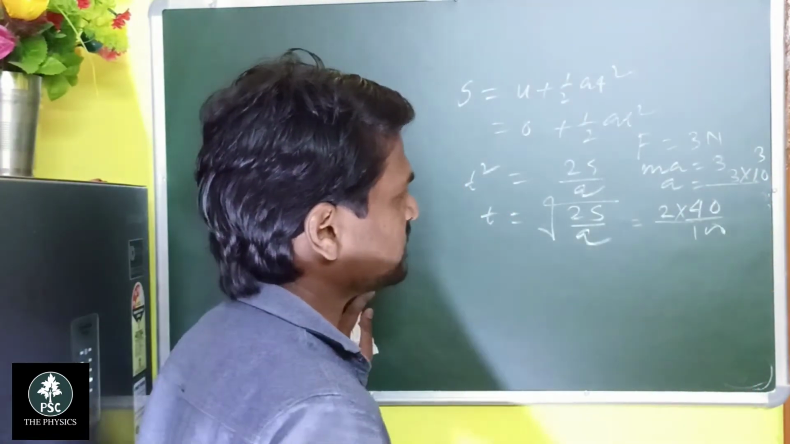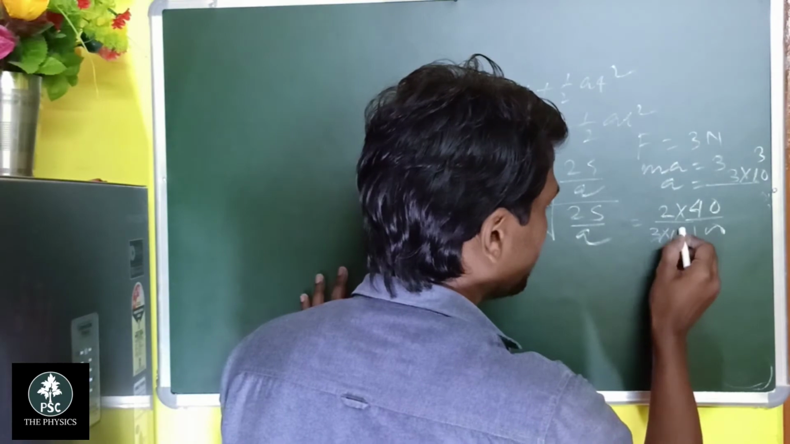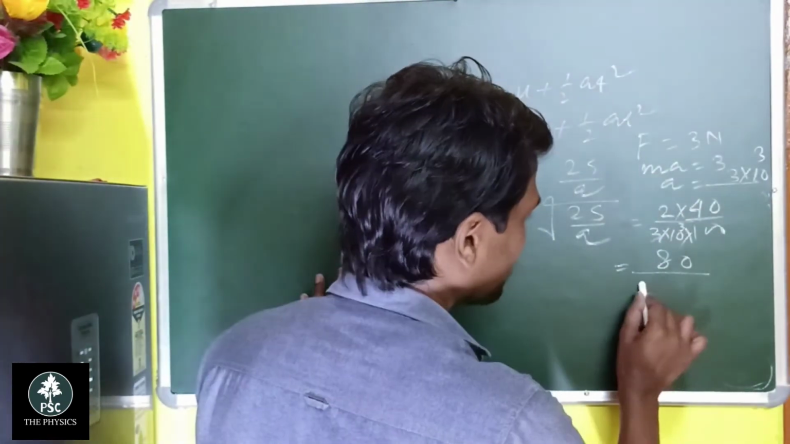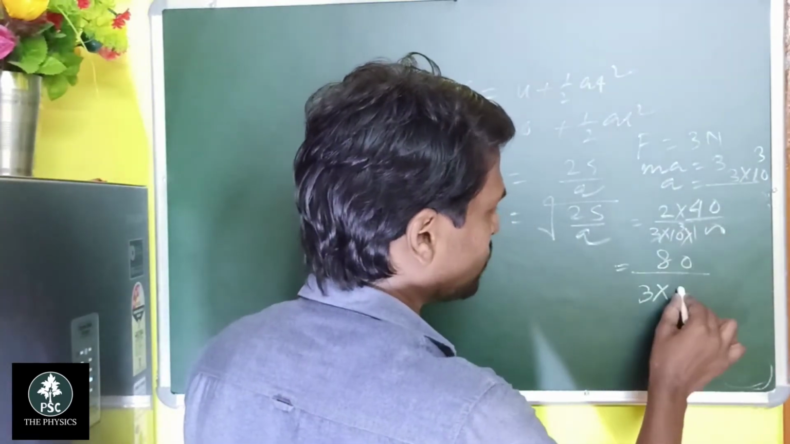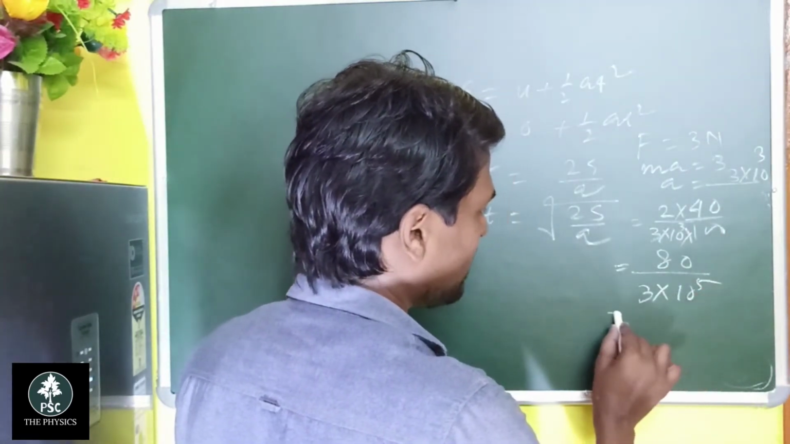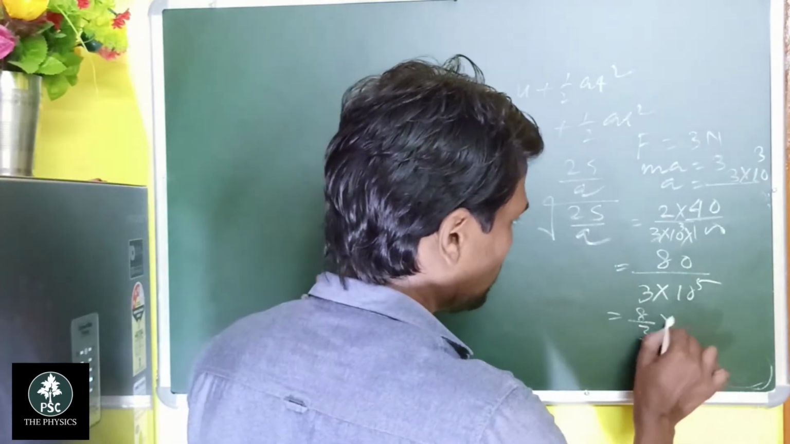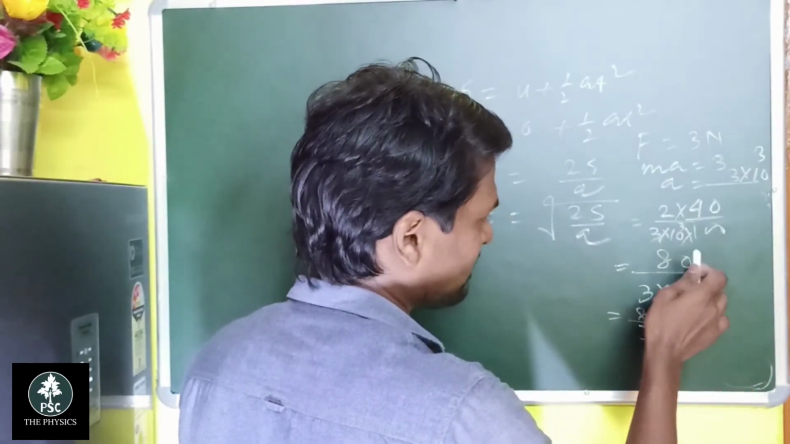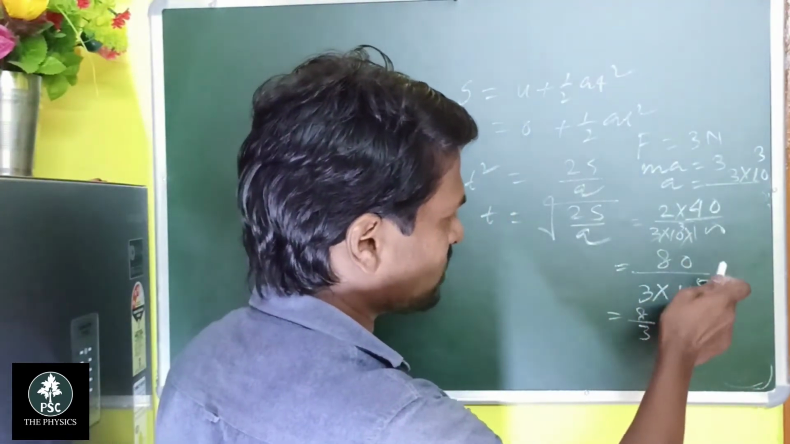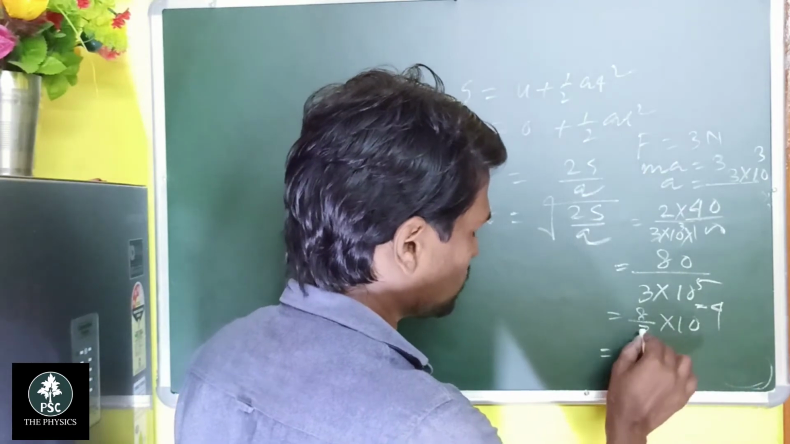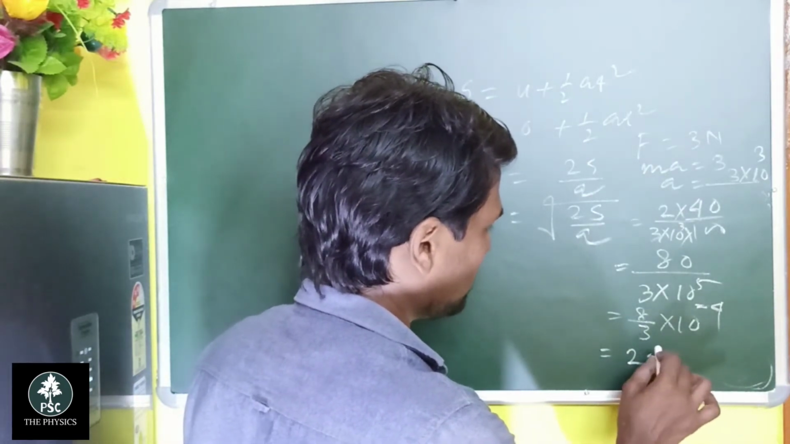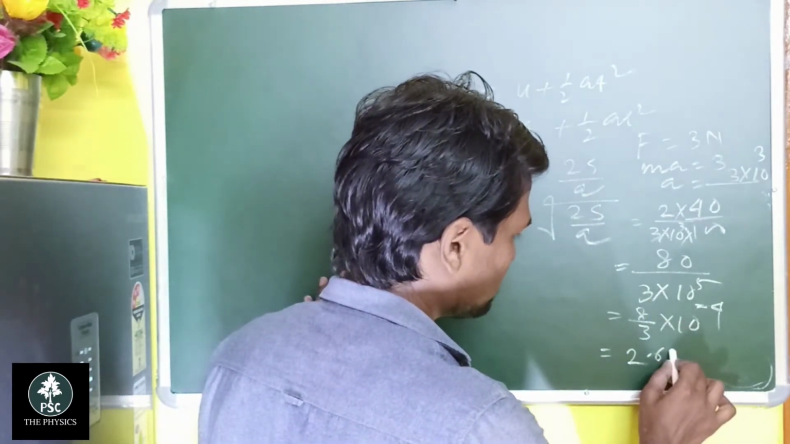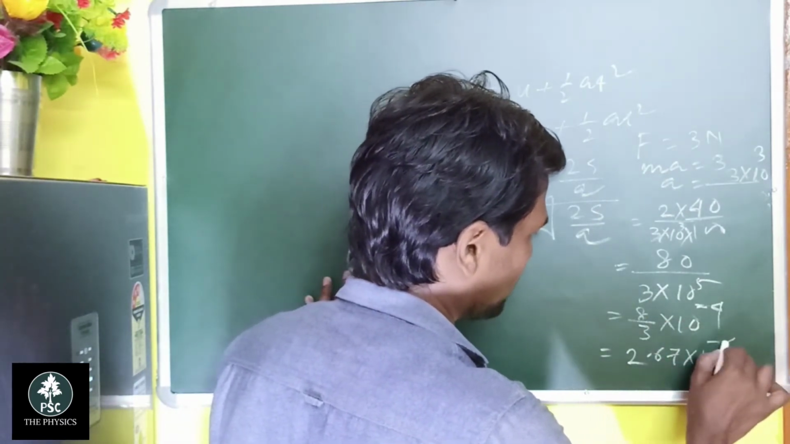So 3 into 10 to the power of 3 is the acceleration, so this is 2 into 40 by 100 divided by 3 into 10 to the power of 3, which is 8 by 3 into 10 to the power of minus 4. Since this is 10 to the power of 5 and this is 10 to the power of 1, the zeros cancel and this is 10 to the power of minus 4. So this is about 0.27 into 10 to the power of minus 4.